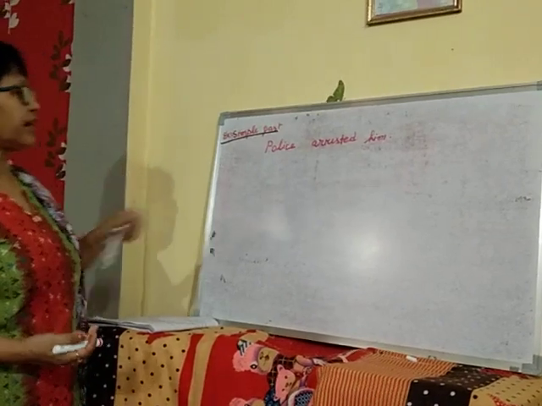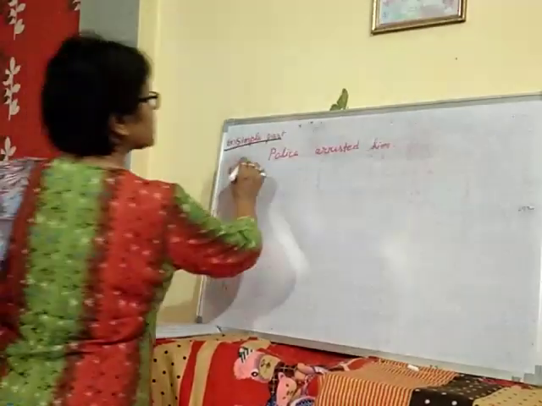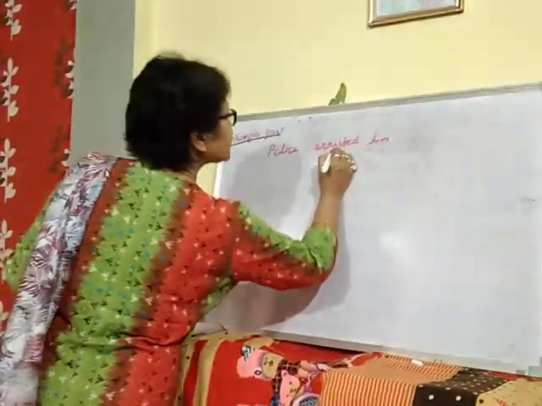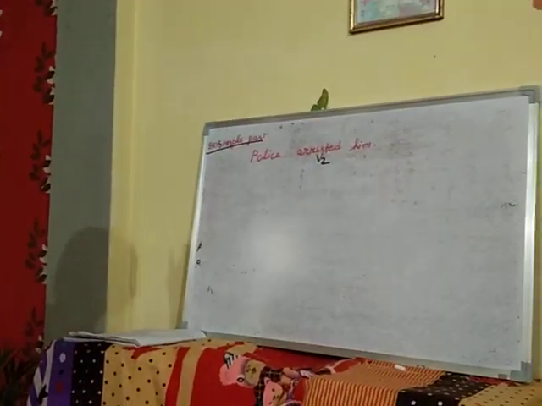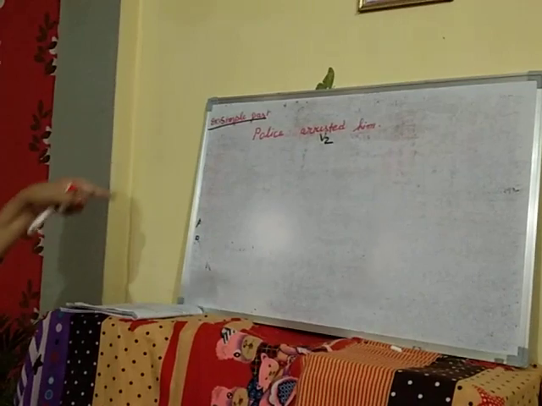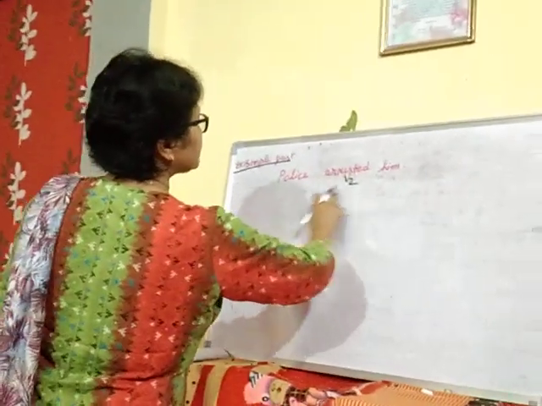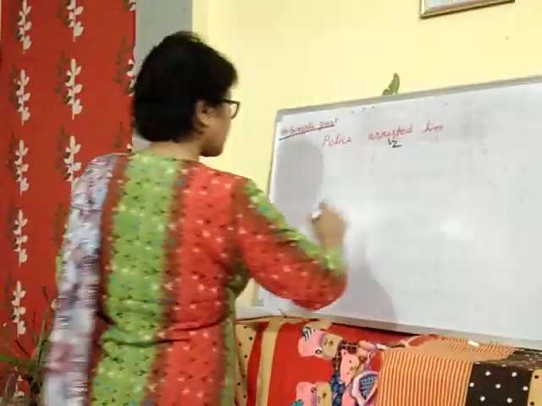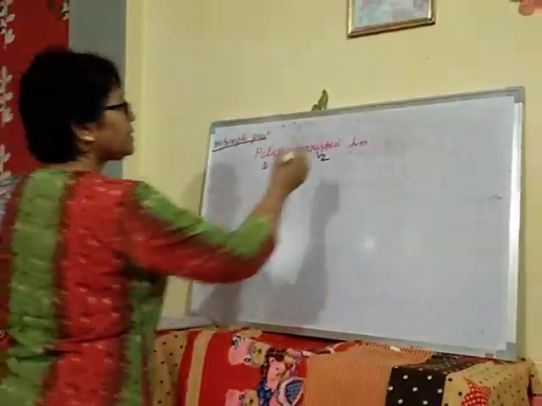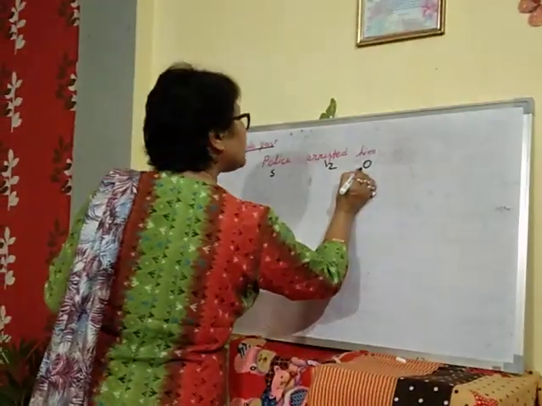But if it is not given, how will you come to know this sentence is in past tense? First you have to see the verb, in which form this verb is. The verb is in the second form. What is the first form? Arrest. The past tense of arrest is arrested. So it is in the second form, and when it is in the second form, you come to know that this is in past tense. As I told you, police is the subject, this is the verb, and him is the object. Okay? Now we are going to change this him to subject.